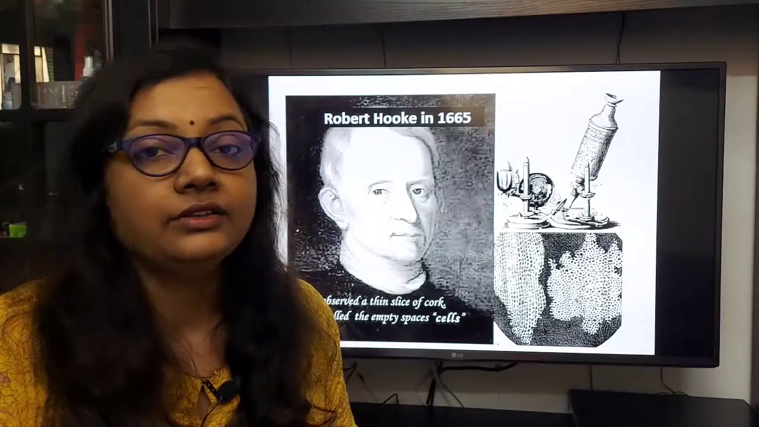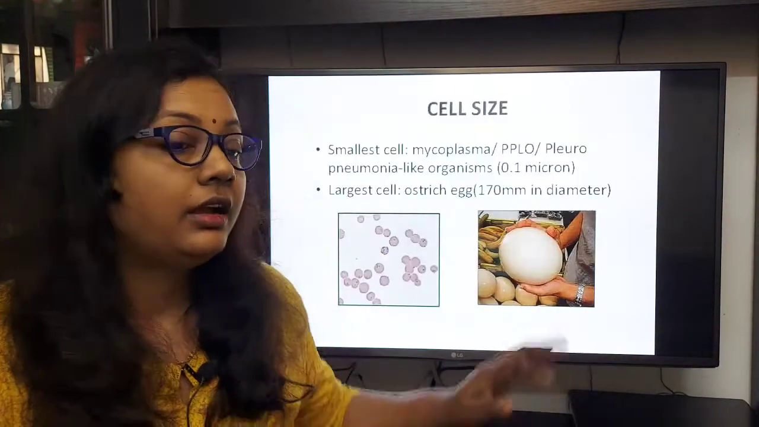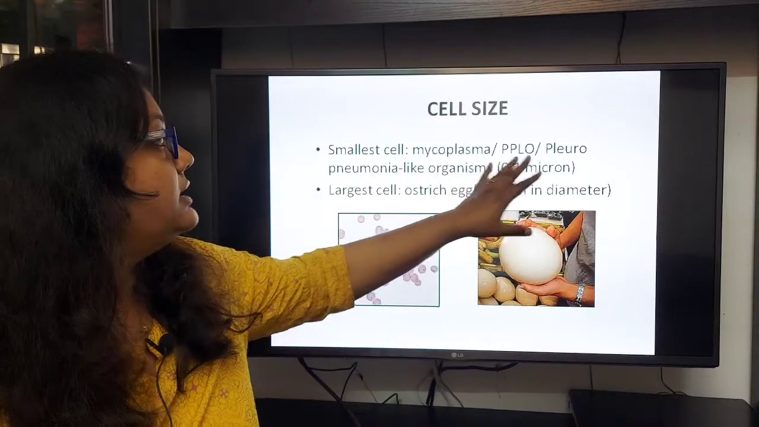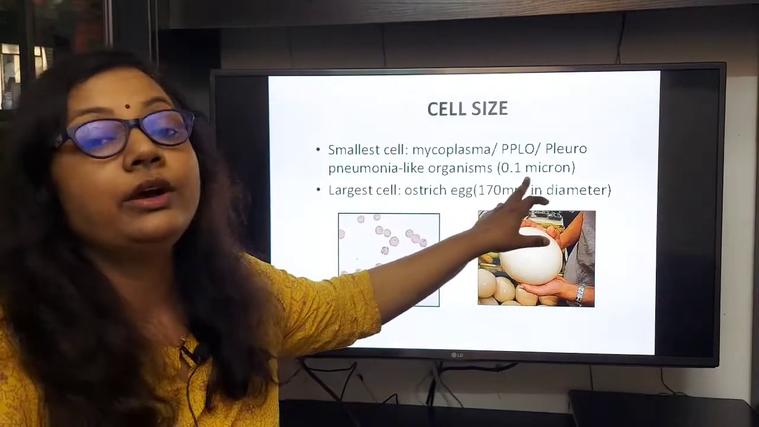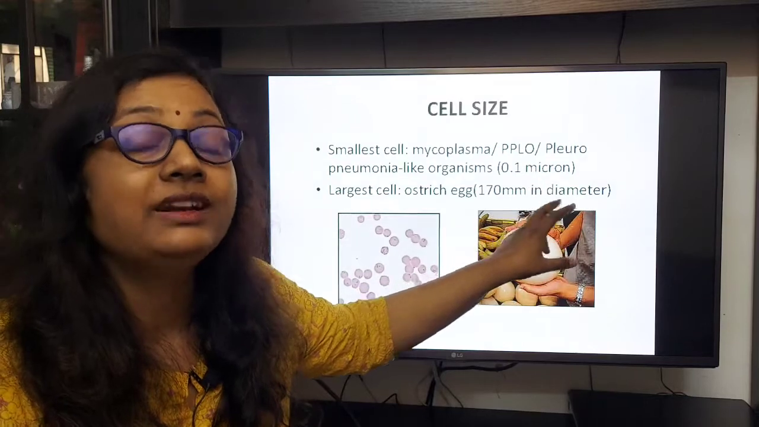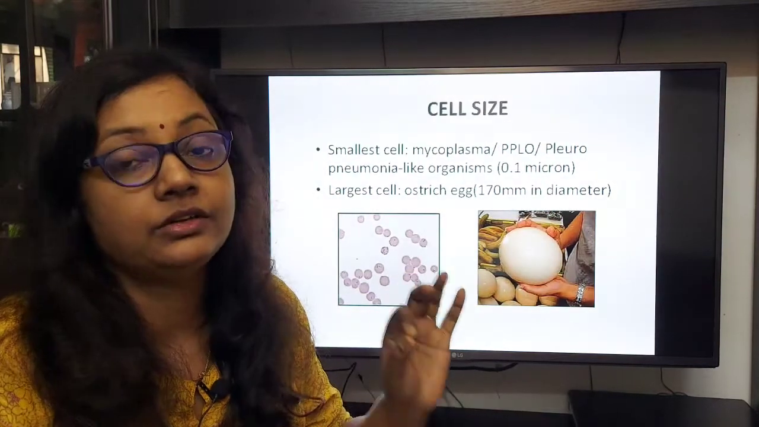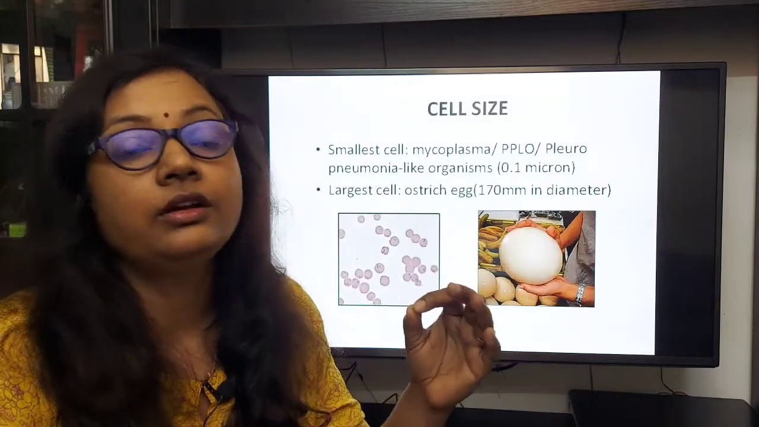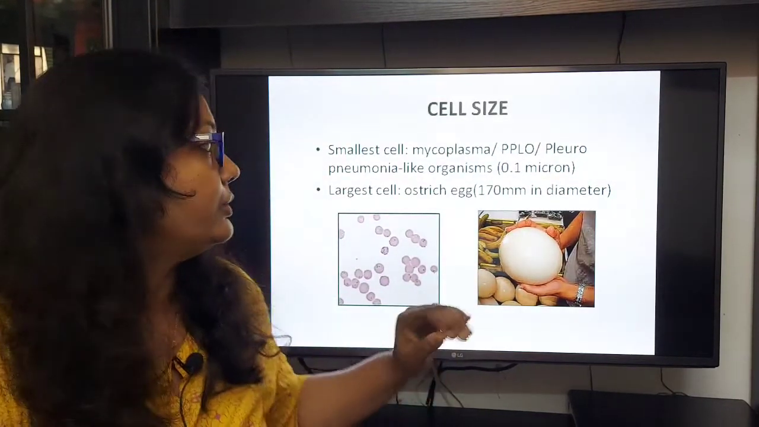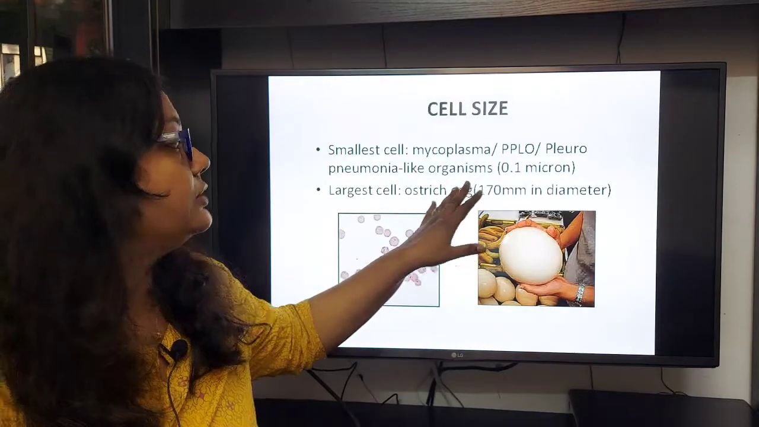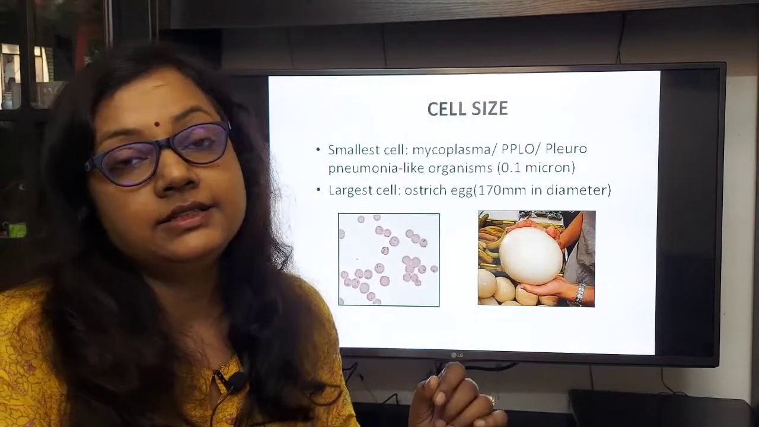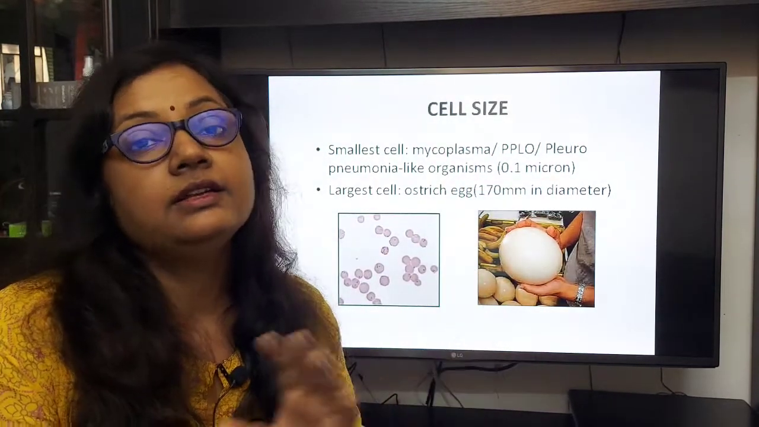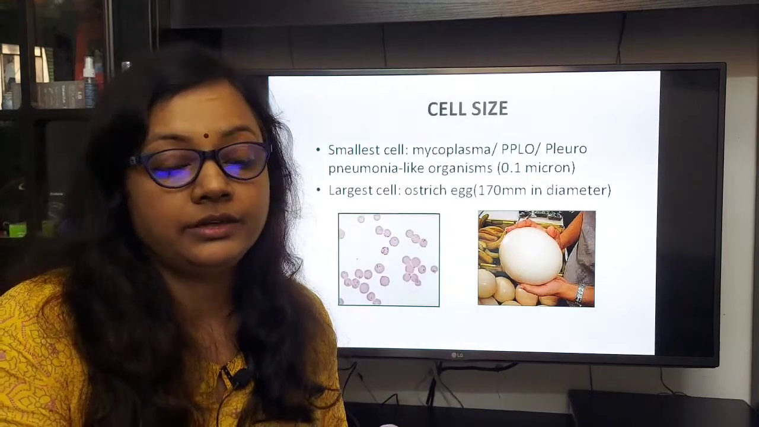Now, what about the size of the cell? As you can see, the smallest cell can be as small as 0.1 micron. Now 0.1 micron is a millionth of a millimeter. So you can imagine how small it can be and you cannot see it without a microscope. Now next is the largest cell. The ostrich cell is the largest cell and its diameter is about 17 centimeter.